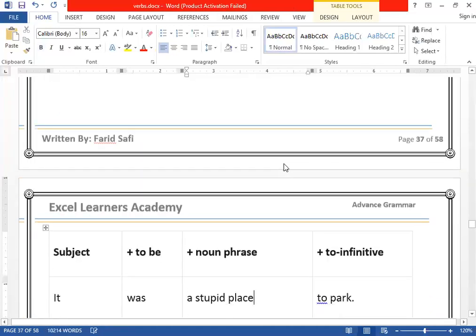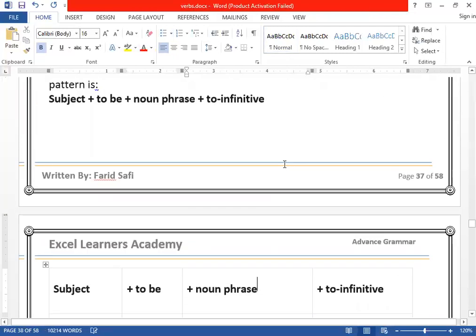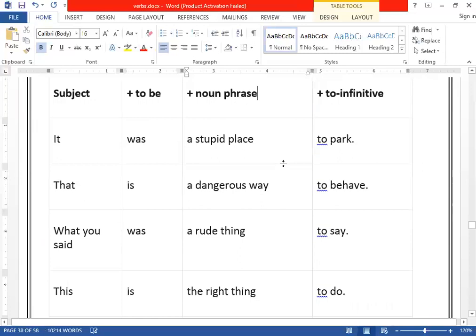You can look at it on your screens. This is subject, to be, noun phrase and infinitive.